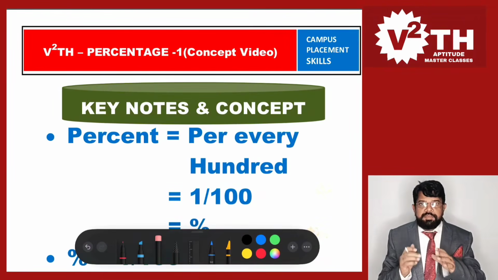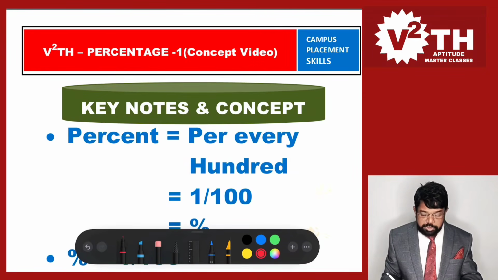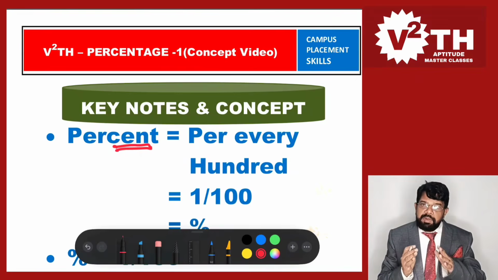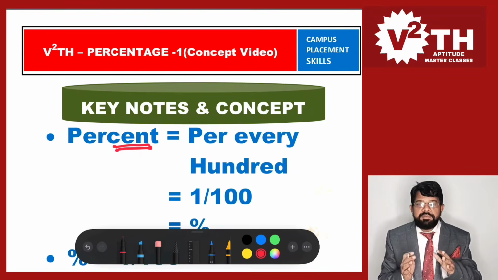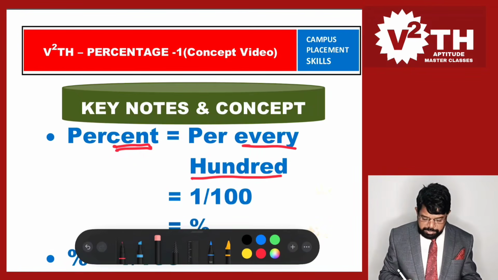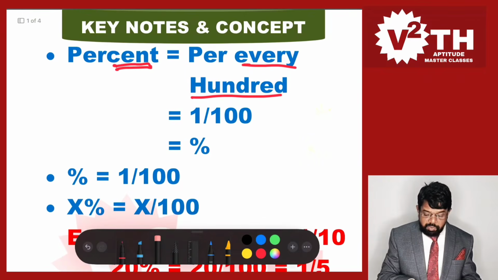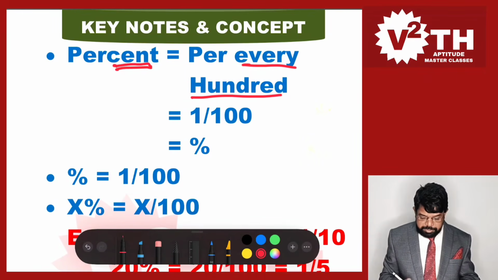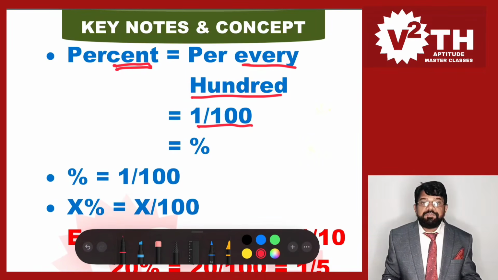First, what is percent? Cent means century. Century means per 100. So, percent means per 100. Exact meaning is per every 100. Per every 100 can be written as 1 by 100.